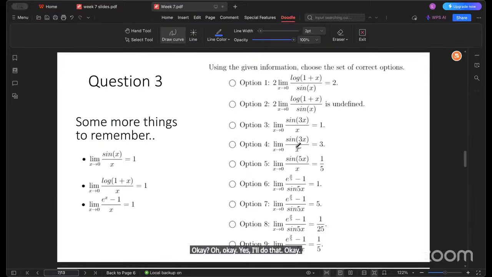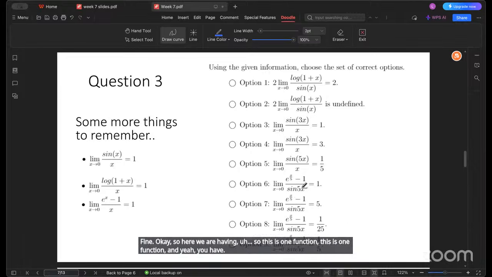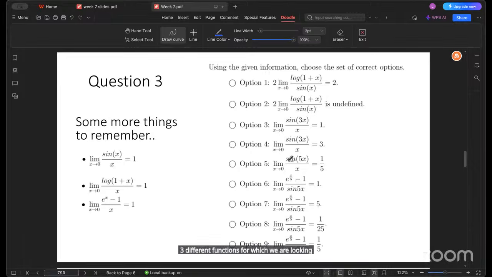Okay, so here we have this one function, this one function, and you have 3 different functions for which we are looking at the limit as x goes to 0. We are given that we can use these 3 limit rules. Obviously in the first question, we may have to use both of these. So look at the given function and also at the hints given to you, and see what you can do to solve this.